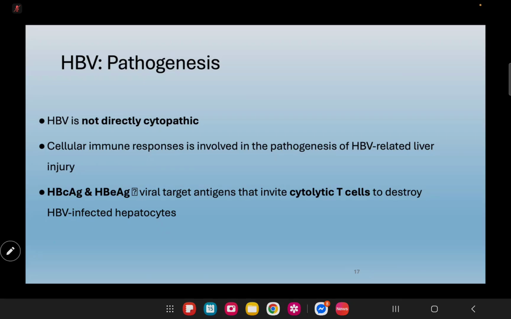The viral antigens, the hepatitis B core antigen and the hepatitis B envelope antigen, act as the target of the cytotoxic T lymphocytes, which then attack the infected hepatocytes. Okay, so it's the cytotoxic T lymphocytes. Therefore, the severity of liver injury depends on the host's immune system, not on the viral load itself. So if you're asked what determines the degree of liver damage in hepatitis B, it's not the virus, it's the immune system. I hope that's clear.